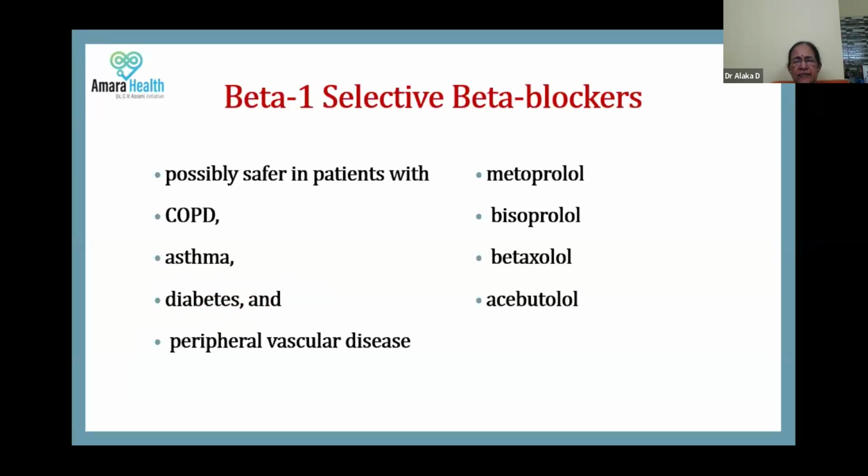Now, when we talk about beta blockers, we have to use selective beta blockers, possibly safer in patients with COPD, asthma, diabetes, because beta blockers otherwise mask the hypoglycemia. Therefore, we have to be careful, and also in peripheral vascular disease. So patients may be having any one of these diseases, and therefore the safer beta-1 selective beta blockers are metoprolol, bisoprolol, betaxolol, and acebutolol.